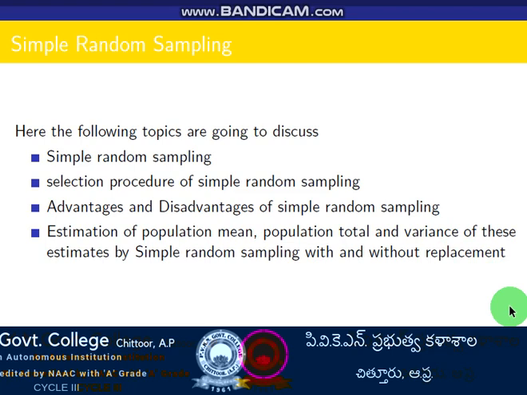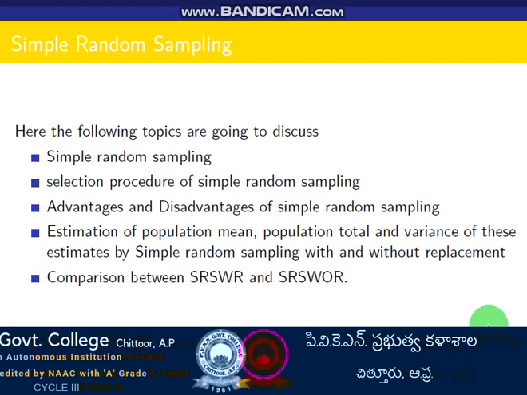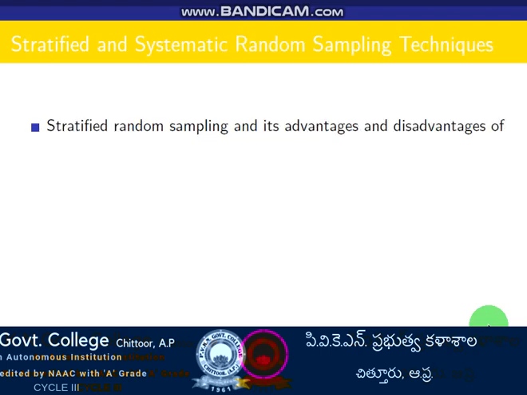There are 2 methods to select a simple random sample. They are simple random sampling with replacement and simple random sampling without replacement. The comparison of variances of SRS-WR and SRS-WOR. Next, third unit is stratified and systematic random sampling techniques.